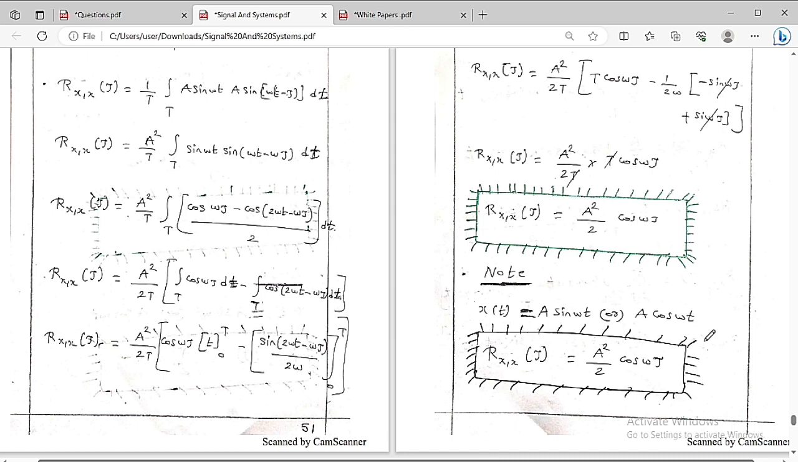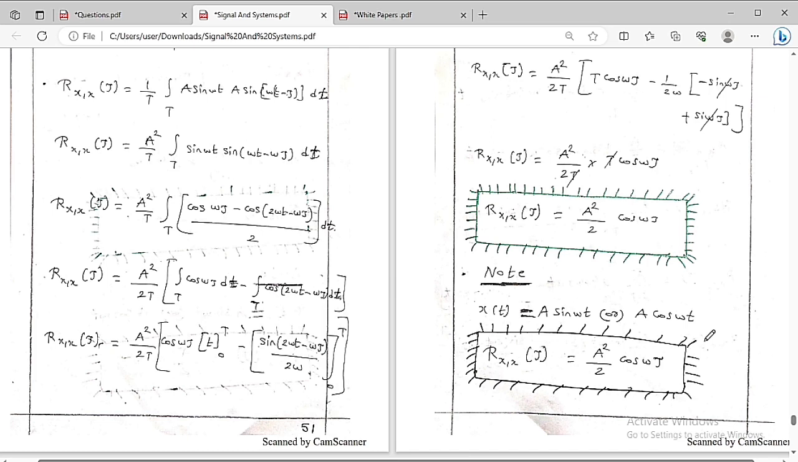So this is a very important thing; always keep it in your mind. Whether x of t is a sin omega t or a cos omega t, the order of correlation is always the same: a square by 2 into cos omega tau. In examinations they are going to ask this. If you remember the formula, it is very easy to solve this type of question. So remember, if x of t is equal to a into sin omega t or a into cos omega t, then the order of correlation is always equal to a square by 2 into cos omega tau.